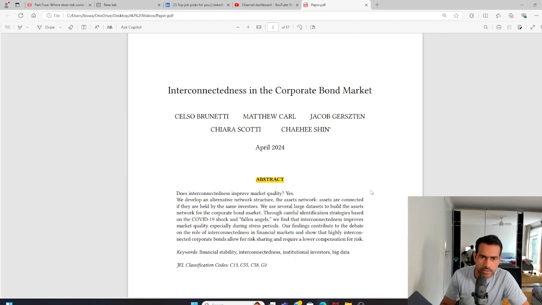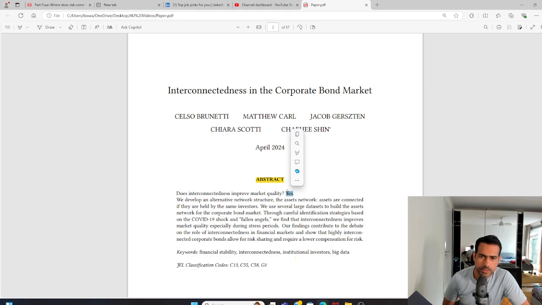It goes without saying that it's very important to understand the conclusion, right? Keep that in mind. What is concluded in this paper? If you go to the abstract, here in this paper, it mentions, okay, does interconnectedness improve market quality? The answer is yes, and that's actually a trigger for you to think, right?